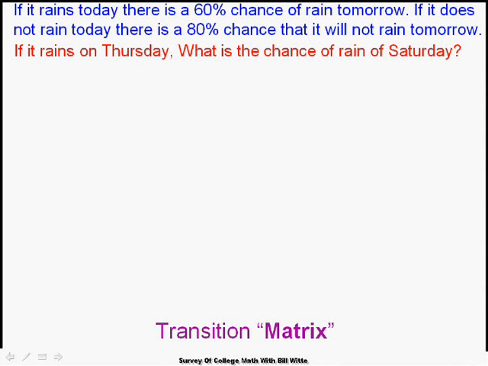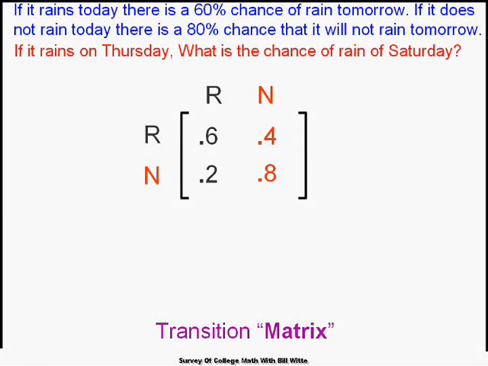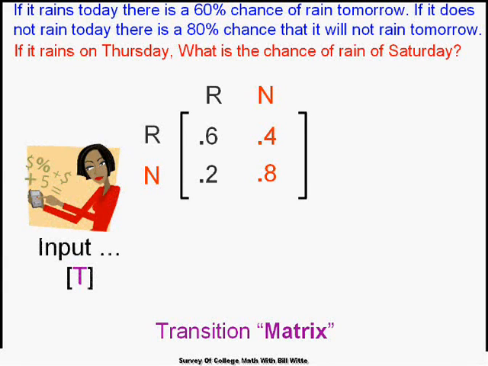Once again, we want to go from Thursday to Saturday. Remember our transition matrix was the 60% and 40% and the 20% and 80%. It's all lined up for us. We had already done it a couple problems ago. Why does this keep happening?